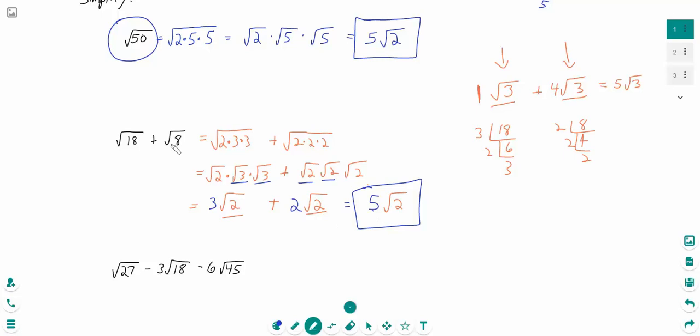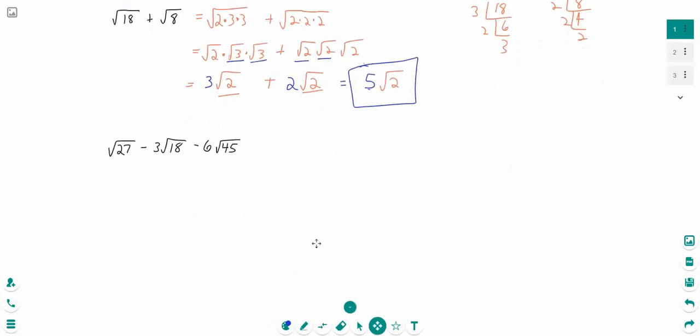Now, this is obviously kind of a contrived problem. Not always would you end up with roots like this, but they're just showing you that that's a possibility. So it's always good to simplify your roots to find out whether or not you could add them. Okay? All right, let's try another one here.